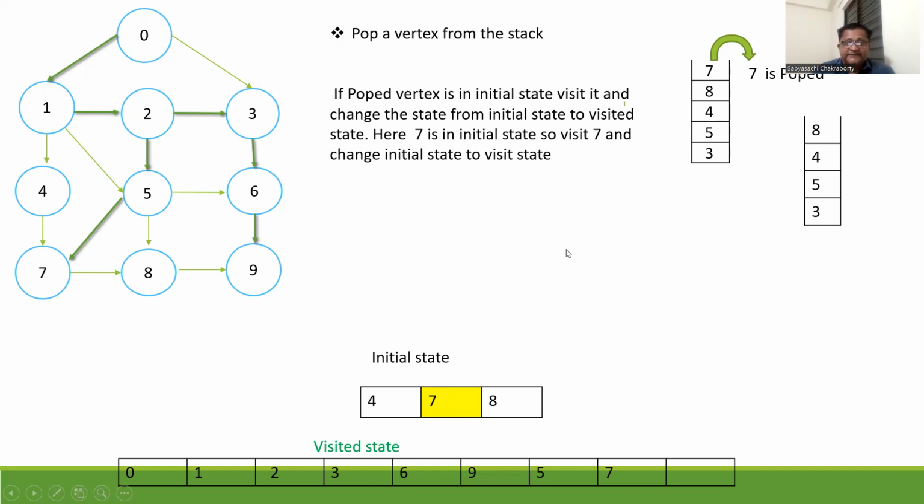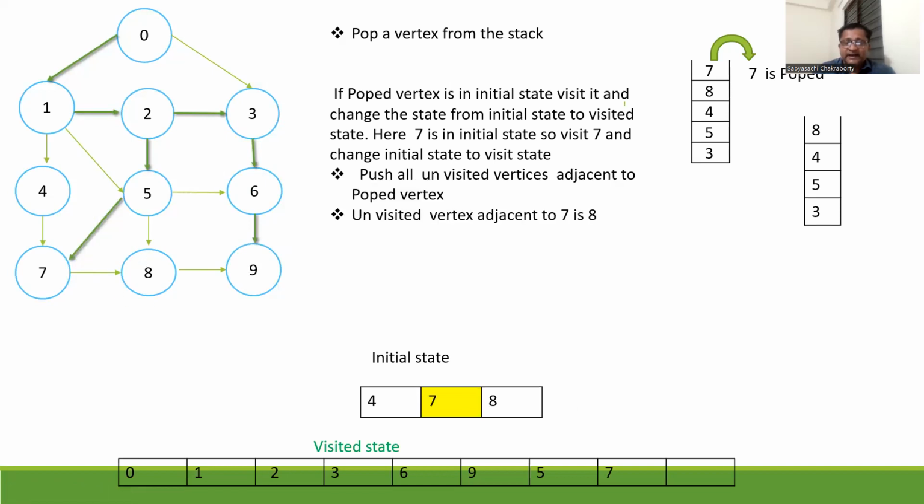And after that, 7 will be explored. We are getting only 8 as a descendant adjacent. So we are having only 8, which is unvisited. That is the only one descendant adjacent that 7 is having. So 8 can be inserted into the top of the stack without a problem.